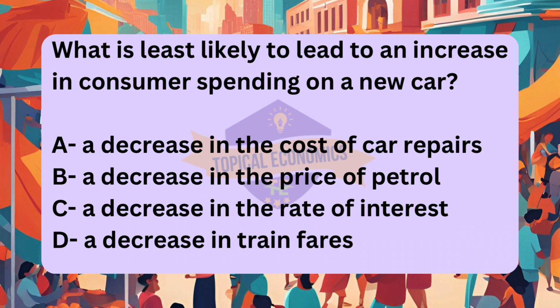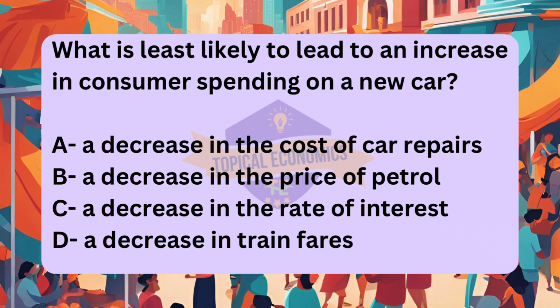Option A. Decrease in the cost of car repairs. If the cost of maintaining and repairing a car goes down, owning a car becomes more affordable. This could make consumers more willing to purchase a new car, as the ongoing expenses of car ownership are lower. Next, option B. A decrease in the price of petrol. Lower petrol prices reduce the cost of driving, making car ownership more economical. This could encourage consumers to buy a new car, especially if they are concerned about fuel expenses. Lastly, option C. A decrease in the rate of interest. Lower interest rates make it cheaper to finance a new car purchase, as monthly payments become more affordable.